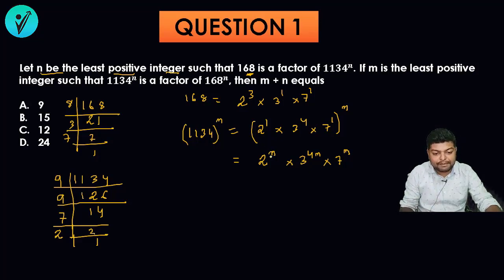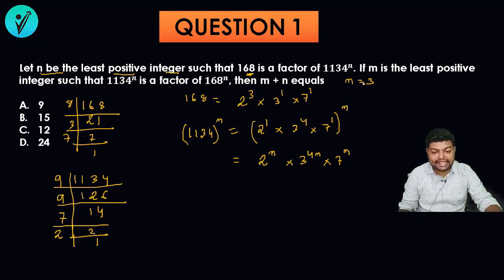If we are keeping n's value to be 3, this will be cancelled by this, this will be cancelled, and this will be cancelled, or we can say that 168 will completely divide 1134 to the power of n. So for that, the minimum value of n is to be what? N is 3. Okay, so we have got n is 3.